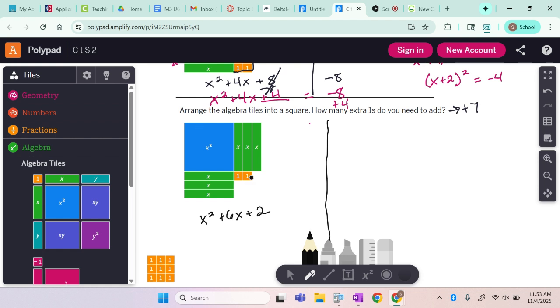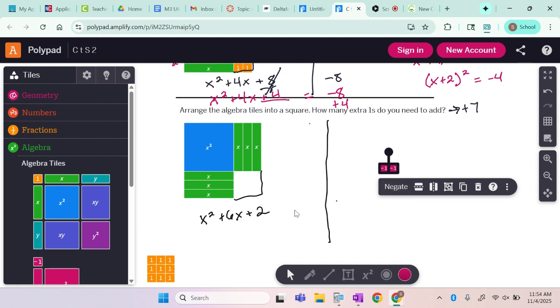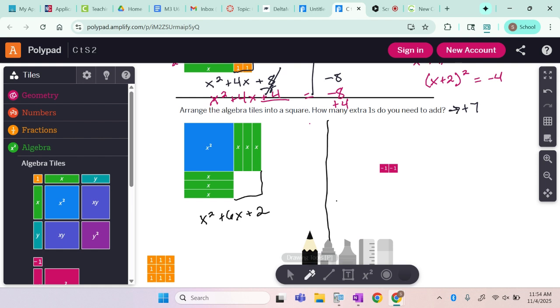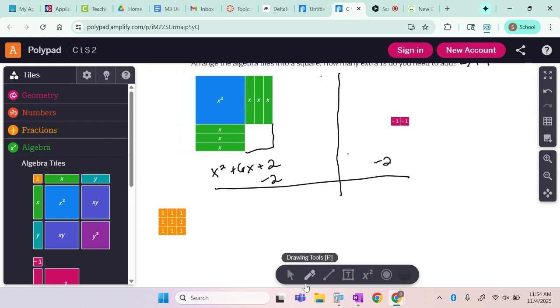So I got to make room right here to complete my square. So what do I need to do? How do I make it so there's nothing here? Subtract the 2 to both sides. So I'm going to move this to the other side and negate it. So in other words, I'm going to subtract 2 to both sides. So this would give me x squared plus 6x, leave a big space, is equal to -2.